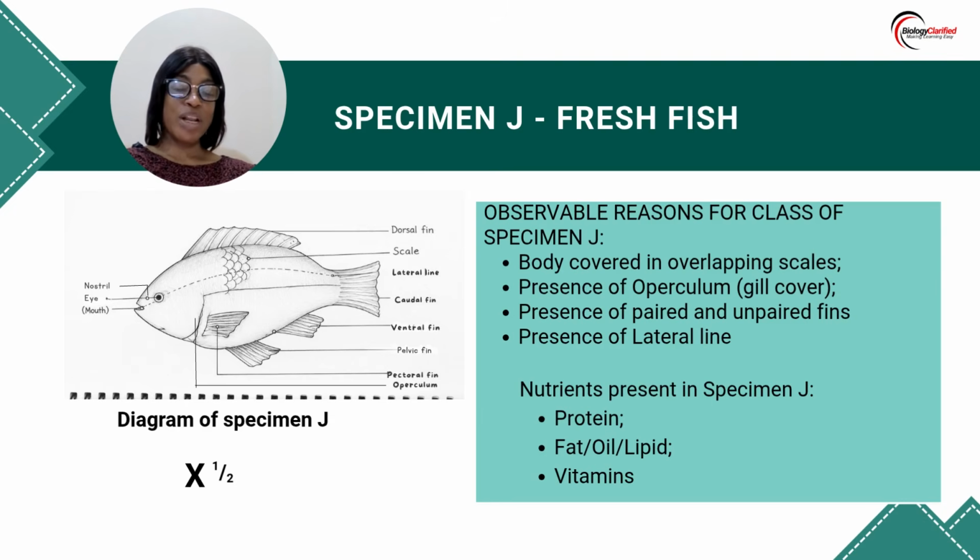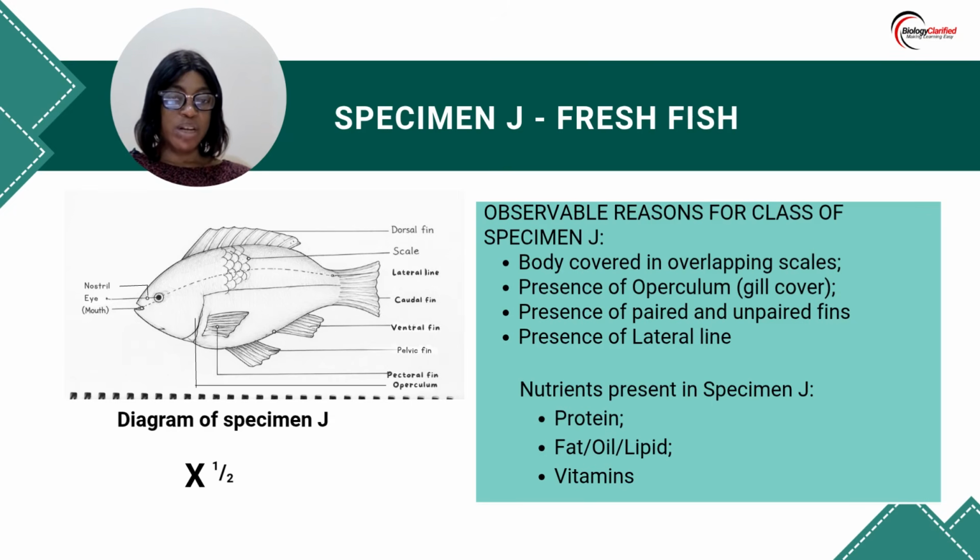So clarity of line, because of what ChatGPT has done to the diagram, I don't think there's going to be any mark for clarity of line from what I'm showing here. But in what I drew, there's clarity of line. You cannot see the book here. I was with the book. All right, let's move quickly. Then you have observable reasons for class of specimen J.